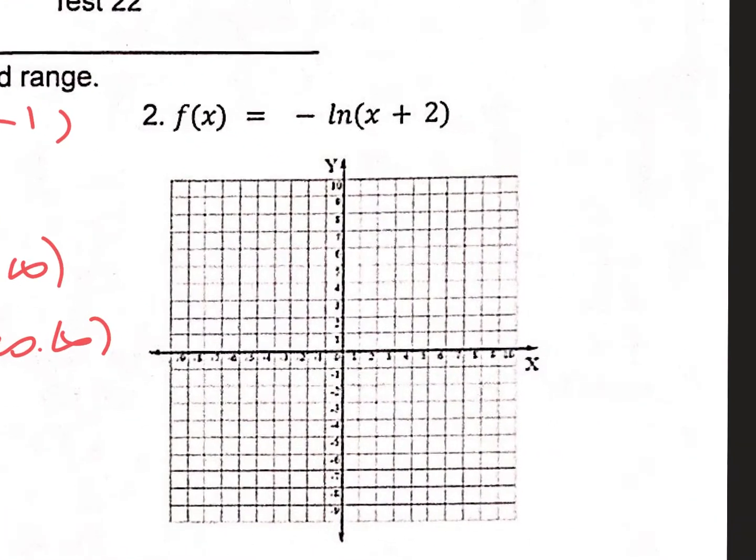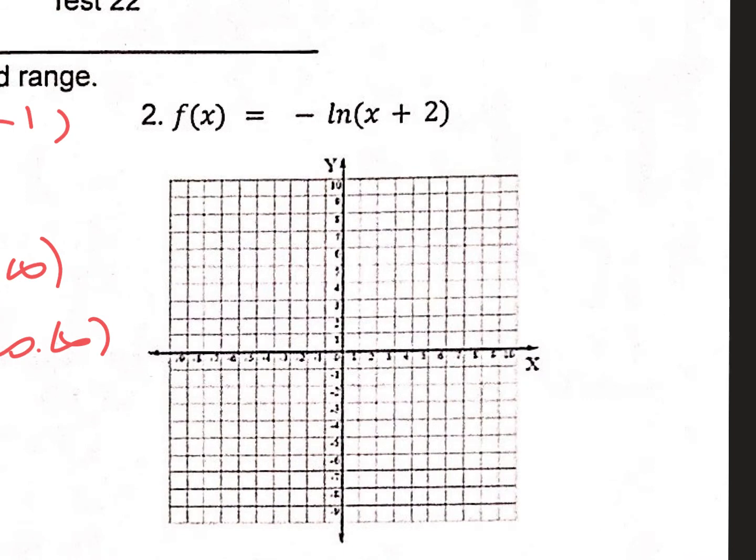Number 2, negative natural log. Now think about the negative sign in front. That's where it's going to reflect across the x-axis. It's got a +2, which means it's going to shift the asymptote left 2, and go to point 1 to the right.